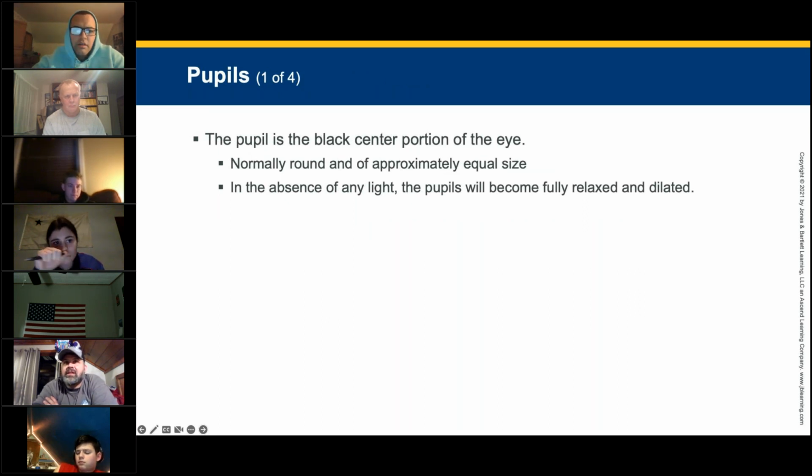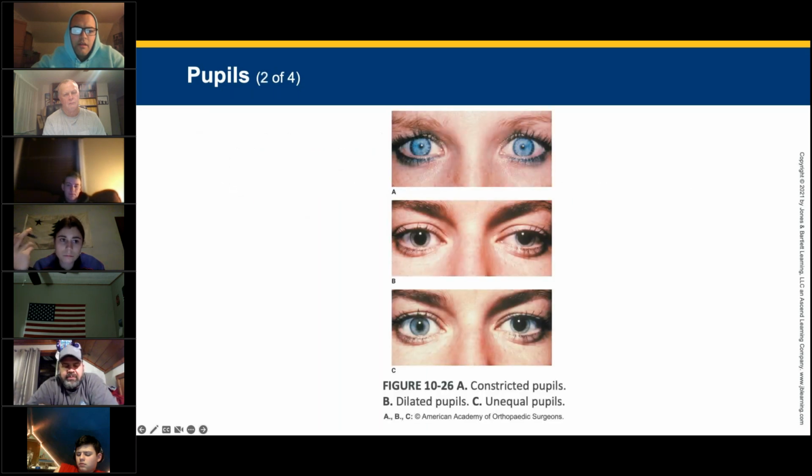So the pupil. The pupil is the black center portion of your eye. It's normally round and approximately equal in size. In the absence of light, they become fully relaxed or dilated. So you can see the pupils are constricted at the top and they're more dilated towards the bottom. And with C, you can also see they're not equal. One is larger than the other.